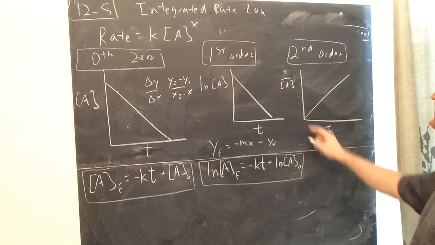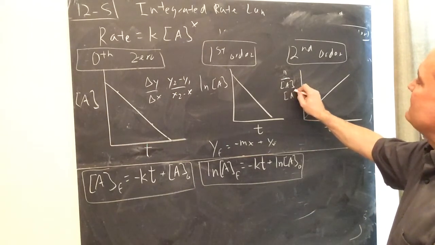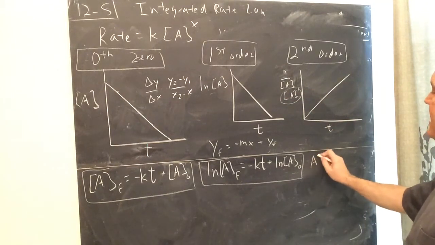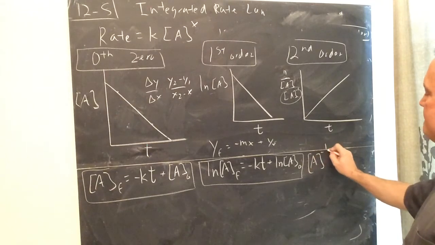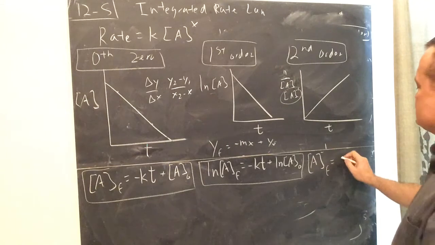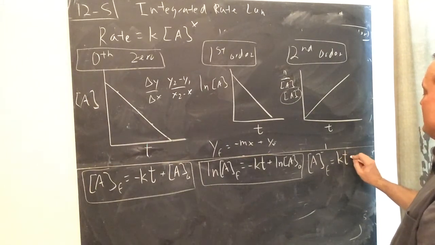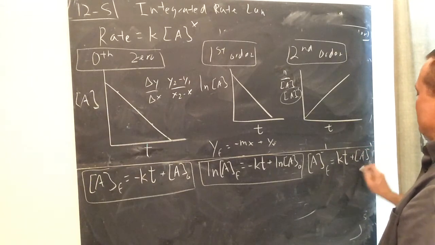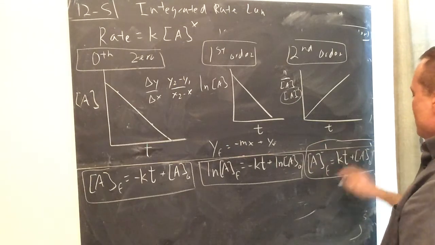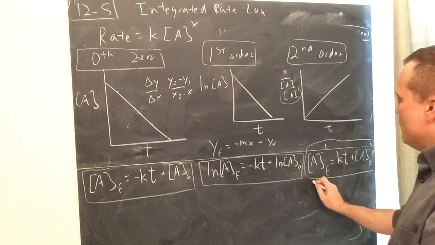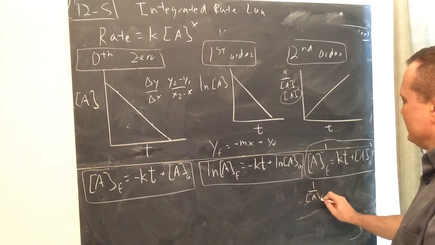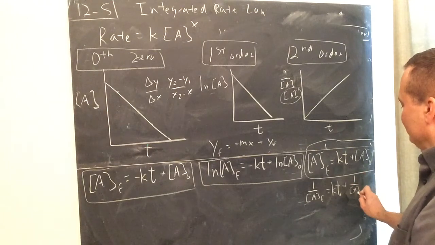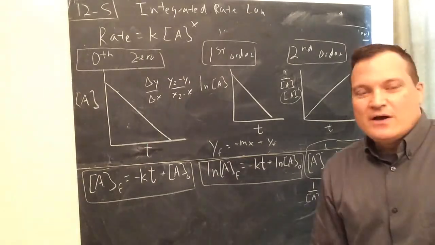Now, I actually like to put a to the negative 1 when I write it down because it's easier to write this equation here. It'll be a to the negative 1 final equals positive kt this time plus a to the negative 1 initial. Now, another way to write this would, of course, be 1 over a final equals kt plus 1 over a initial.